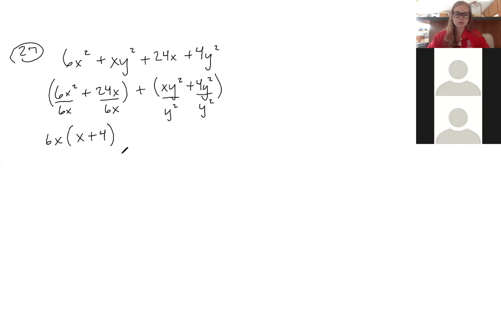Parentheses. Oh, sorry. Then the next one would be y squared. What's the sign in between them? Oh, plus. Mm-hmm. And then y squared, parentheses, x plus 4. Very good. All right, anything else I can do? Could you factor out the x plus 4? Is there an x plus 4 in each one of these terms? It is. Yes. So yes.